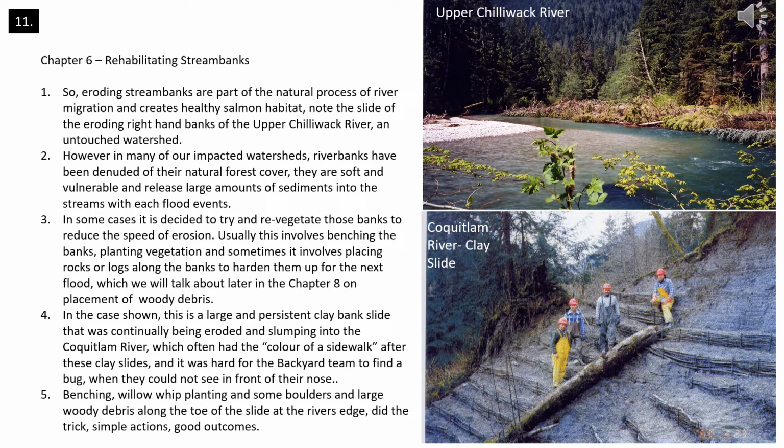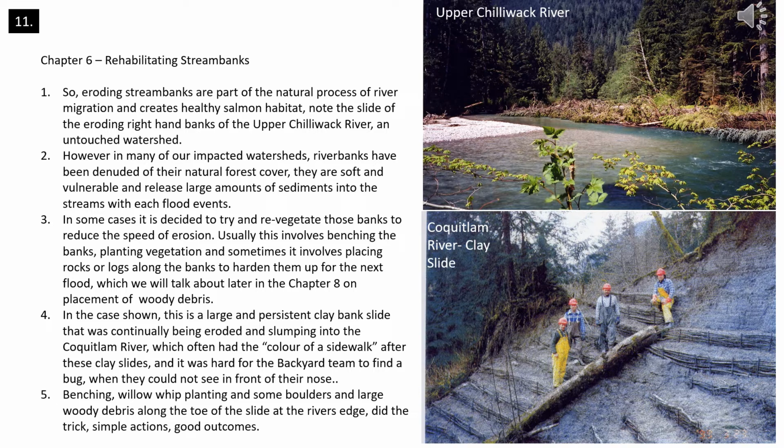Effectively, we're trying to get that slide to grow plants that would put their roots down, and we're trying to stabilize where the river is coming against the bank and causing the slump to occur. So in this case, as an example, in the Coquitlam River, this is marine type clay that was being continuously eroding, and then a large slump would come down into the Coquitlam River, which often had the color, as they say, of a sidewalk, gray.